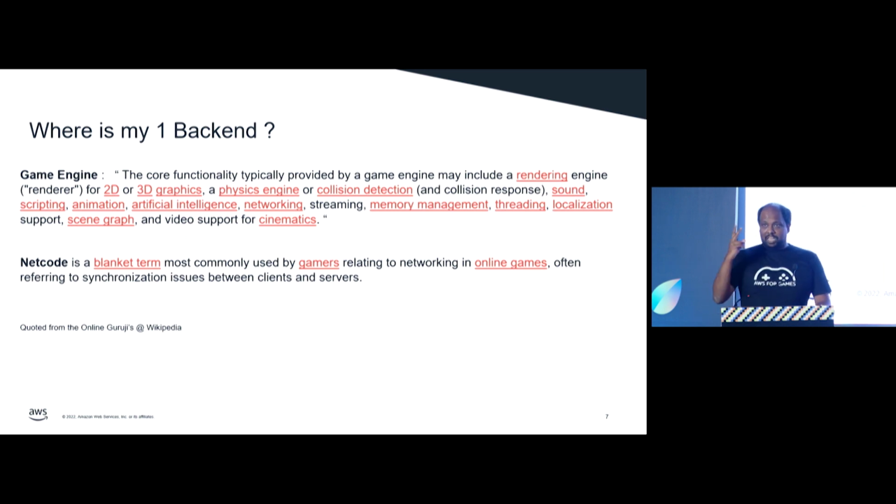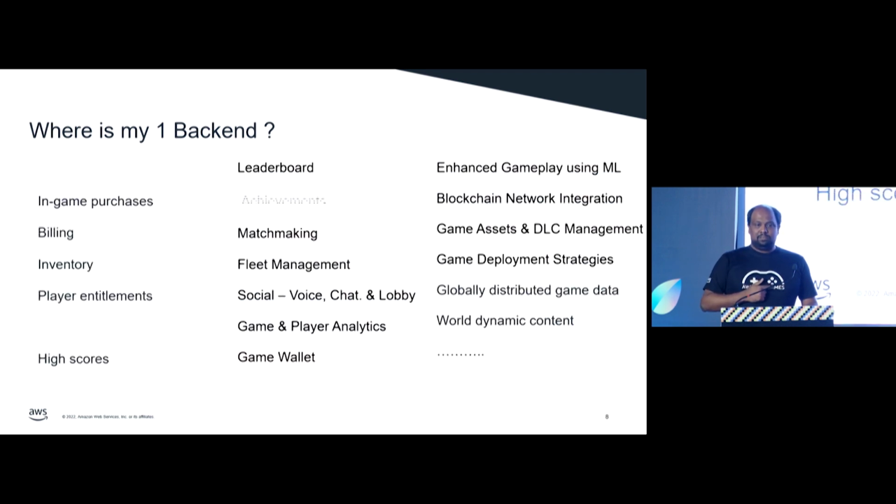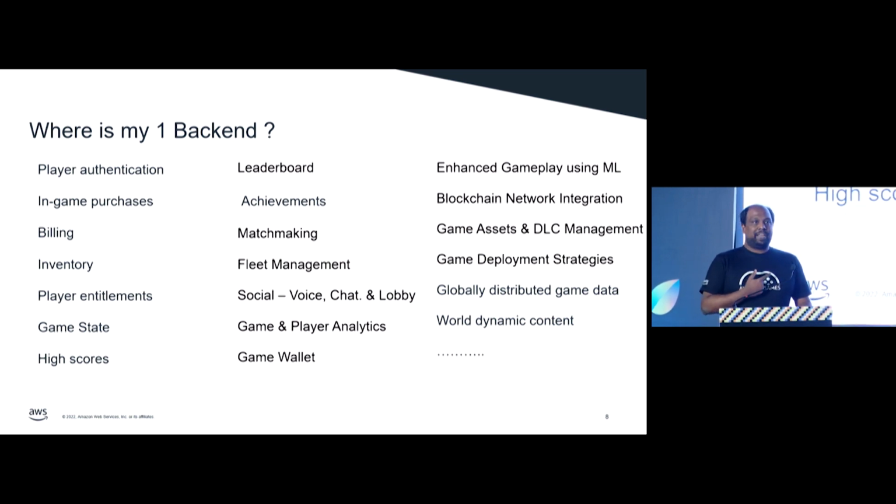So the second follow-up question, which I generally get, is: I know how to use the game engine, I know how to use and build the netcode, give me one backend, give me one service which does it all. But here's the interesting insight. This is from Wikipedia. You know what a game engine does. You know what a netcode does. But then, what else would a backend do? That's a hefty list of things which your backend would be required to do as part of a game. Your player authentication, in-game purchases, game state, leaderboard, achievements, matchmaking. Now, you're kind of expecting that one thing would solve all.